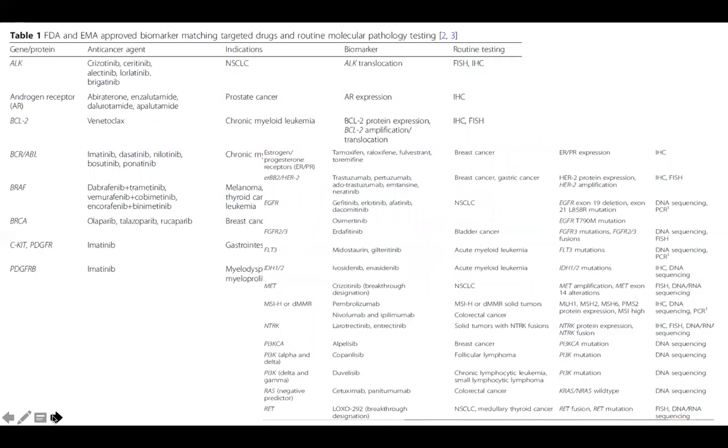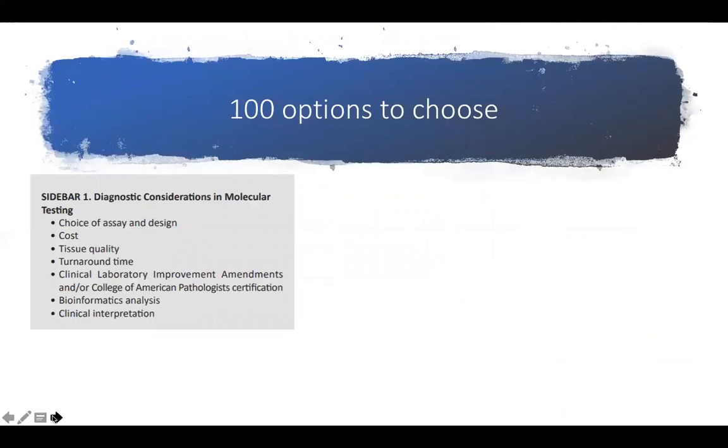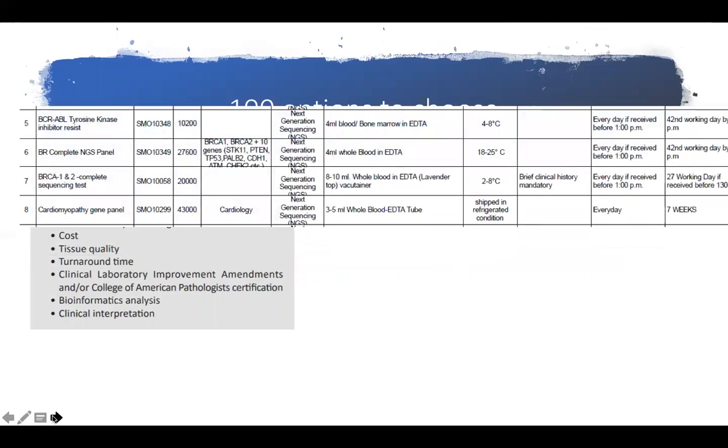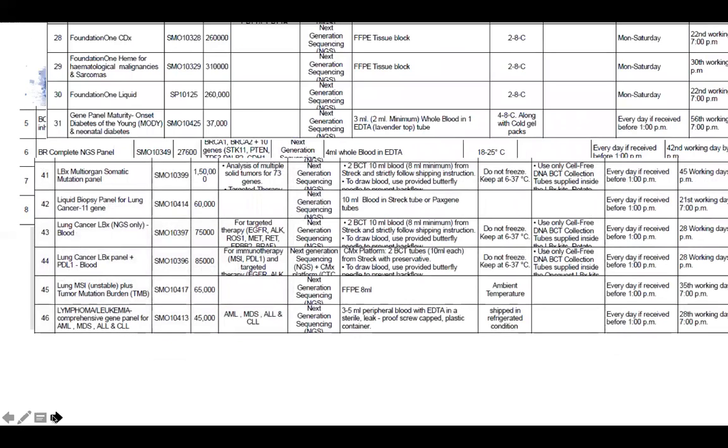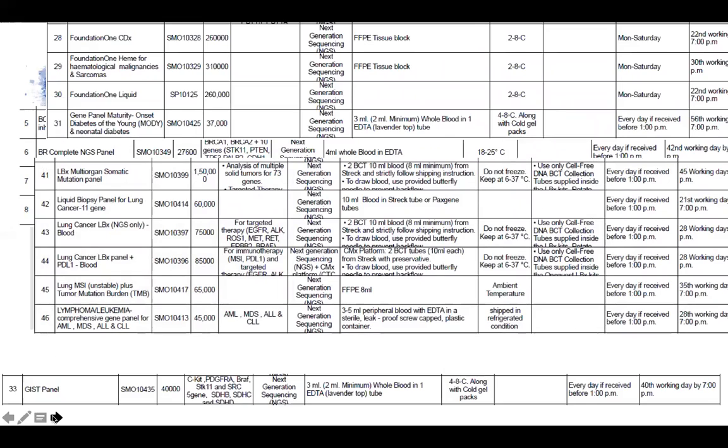Other possible targets include EGFR, FLT3, IDH1, 2, MET. All these can be tested by one or more methods, and they all have a targeted drug available. Now there are plenty of NGS options to order, so it's important that we understand what test we need to order. It depends on the choice of assay and design, the cost of the test, the tissue quality, the turnaround time, which laboratory you have chosen, the bioinformatic analysis, and the clinical interpretation. Just to give you an idea, there are NGS assays for breast cancer panel, for BCR-ABL panel, for lung cancer. There are plenty of NGS panels available for lymphoma, for leukemia, for GIST, and for whole genomic sequencing.